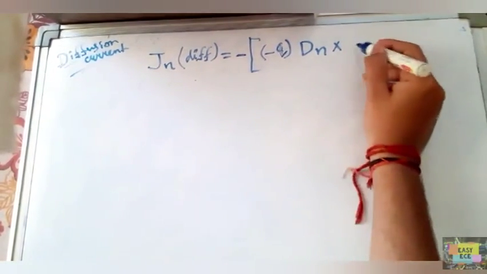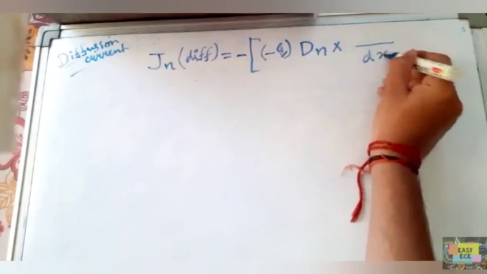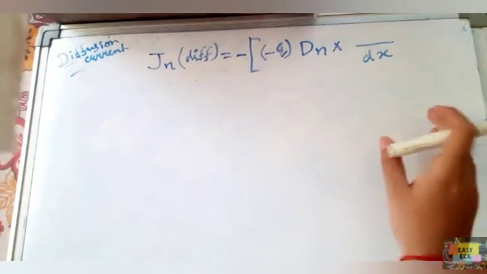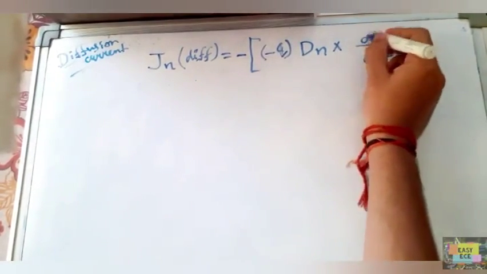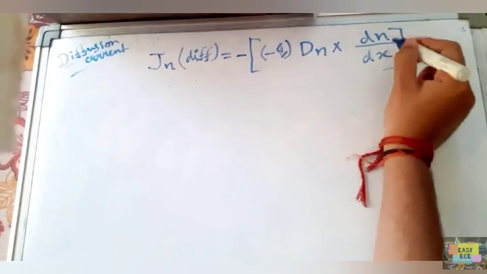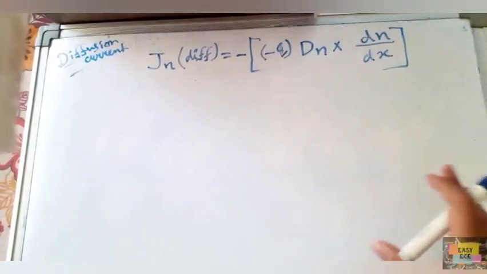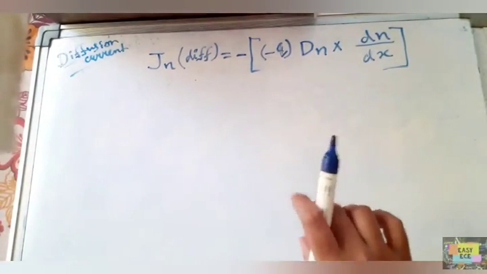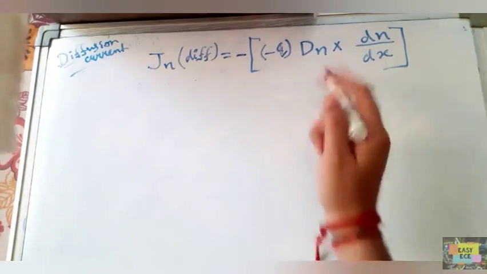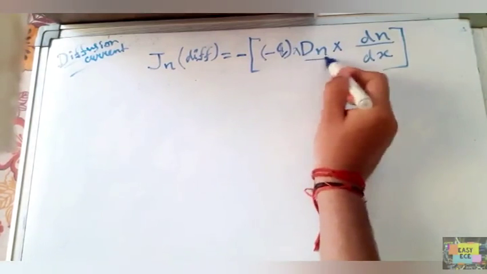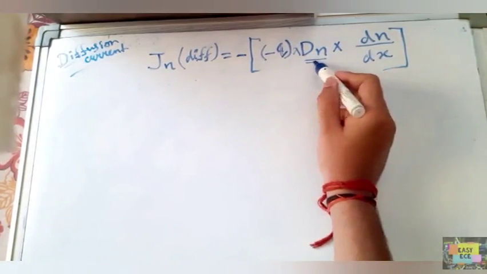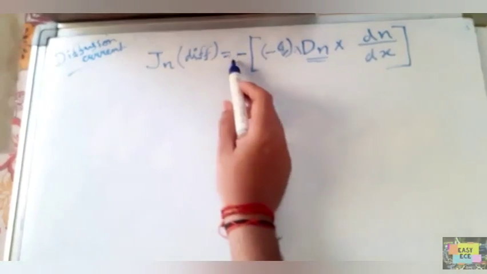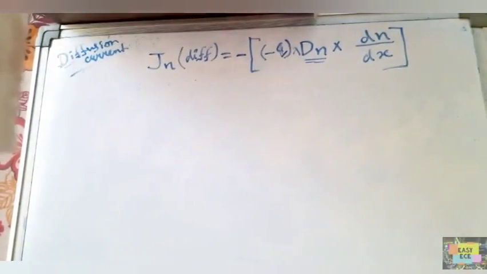That means, according to position x, dn by dx, the change of electron concentration n with distance, is the gradient of concentration from higher density to lower density, into the diffusion constant Dn, into the charge. Now overall negative, for the inverse direction of movement of the charge carrier.